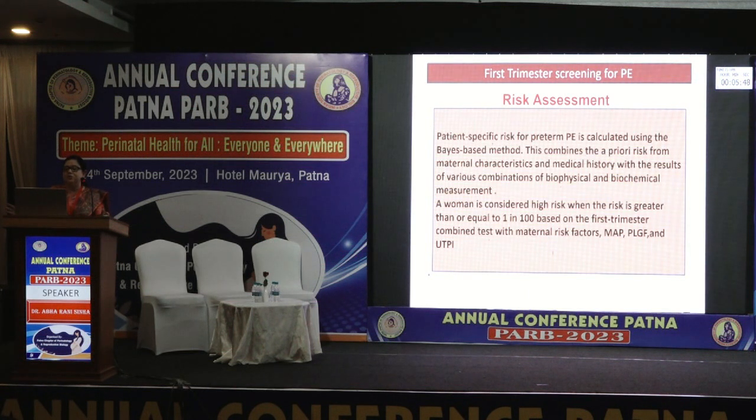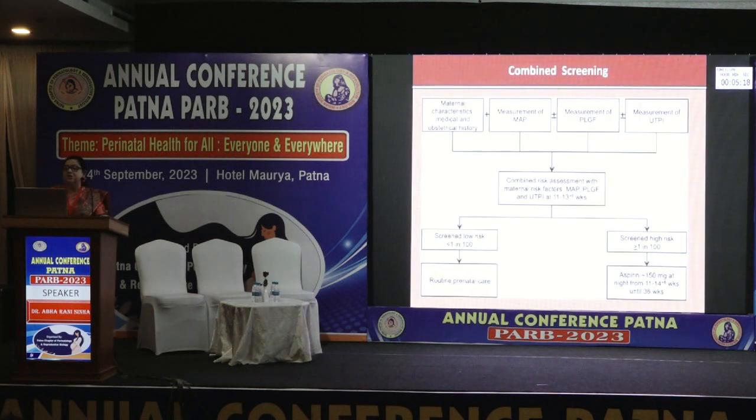So now there has been a model, known as the Bayes-based model, where they combine all these things which I have just spoken about, the risk factors, the serum markers, and the uterine artery pulsatility index, and they have made a risk scoring, just as there is a risk scoring for aneuploidy. A woman is considered high risk when the risk is greater than or equal to 1 in 200, based on the first trimester combined test with maternal risk factors, MAP, PLGF, and uterine artery PI.